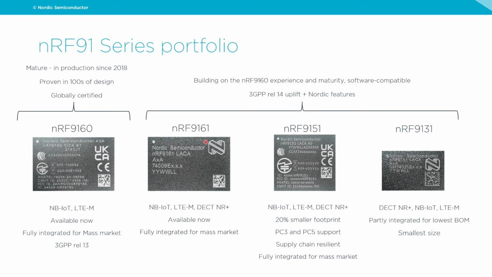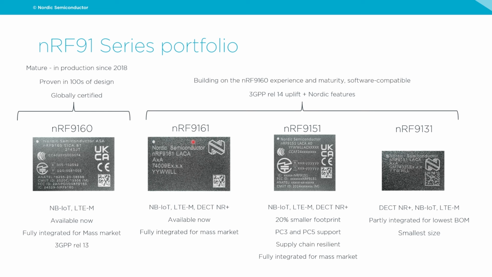So the first one, well, actually, before I go into the individual differences, the biggest change on all these three is that they are now compliant with the 3GPP release 14. And they will have some specific Nordic features in each of them. They're also all software compatible. So, if you start with the NRF9161, which is available today, but you actually want to move to the 9151 as an example, all the work that you're putting into the software today will be fully reusable. So the same modem firmware is shared across these three devices.